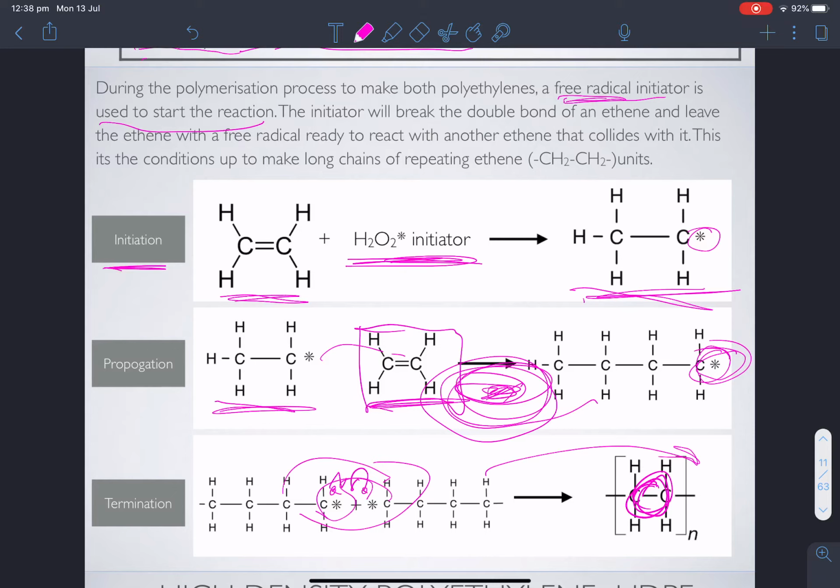So at the beginning, you don't have many radicals, but you have a lot of the ethene. They keep on making longer chains until the concentration of your ethene is way down, and you've got a significant enough concentration of the radicals that they meet and they stop the reaction.